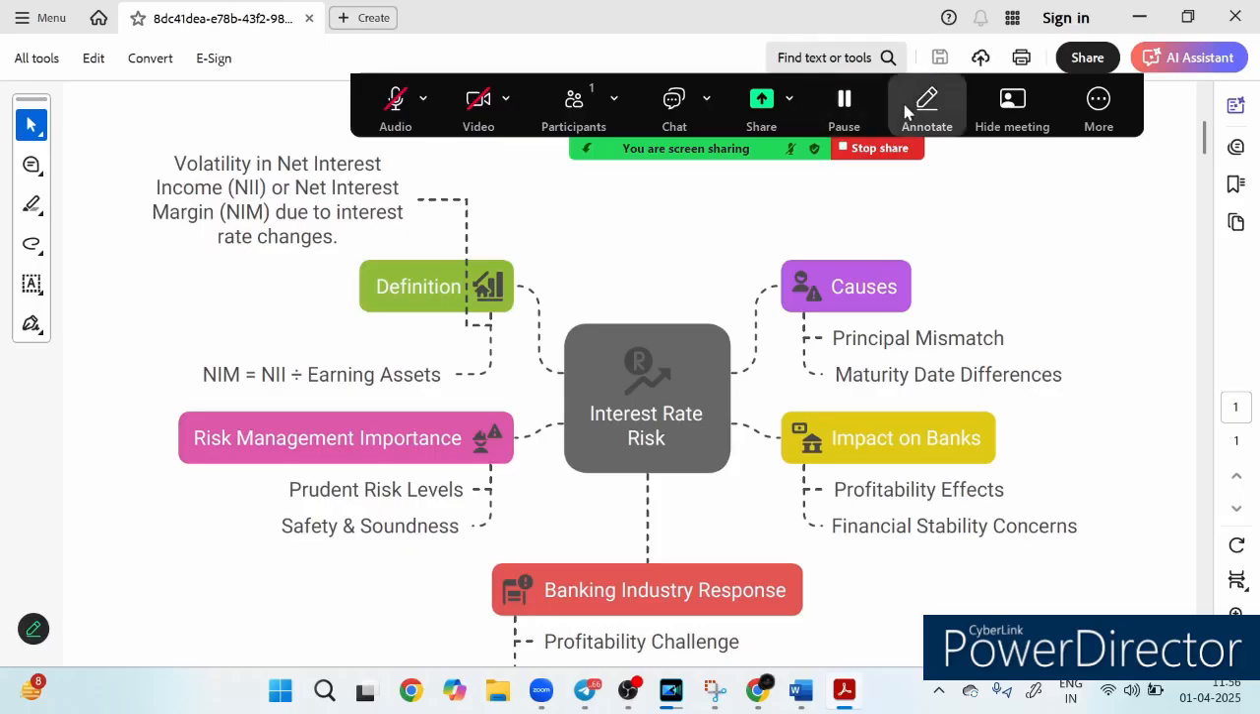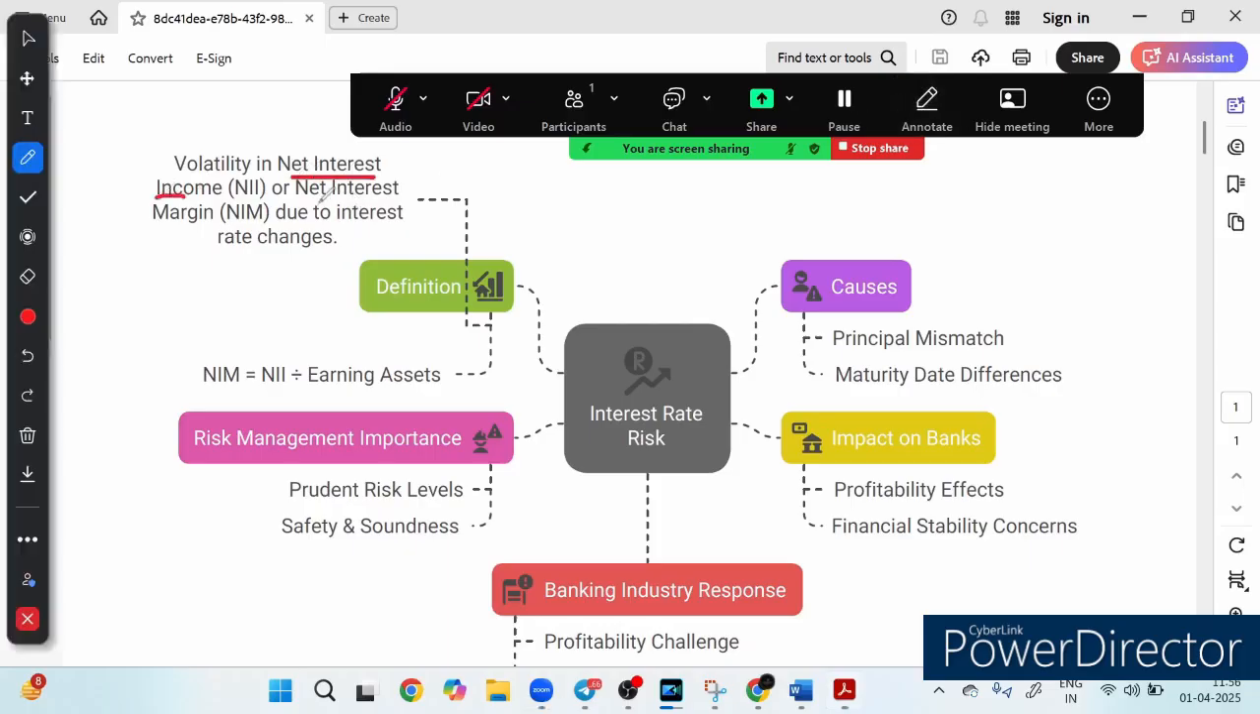So you can see this written here: volatility in net interest income and net interest margin due to interest rate change. What is this NII? What is this NIM? Let me explain. But the question is, what causes it? What causes interest rate change?